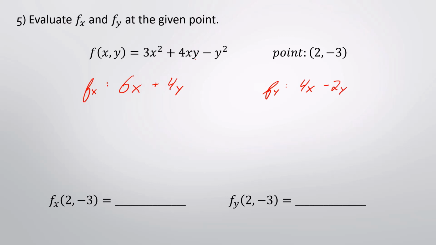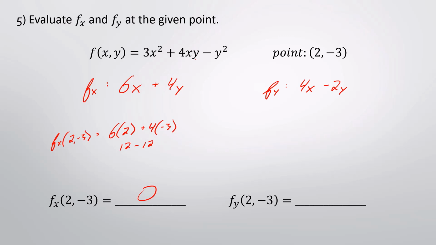So now at this point I just plug in the point that they've provided for us and simplify. If I wanted to do fx of 2, -3, I just put in 2 where I see x, so it's going to be 6 times 2 plus, and -3 anywhere y is, so that gives me 4 times -3. So it looks like I got 12, take away 12, which gives me 0.